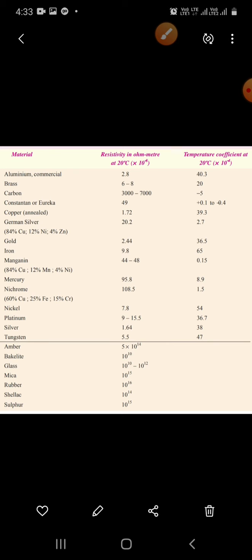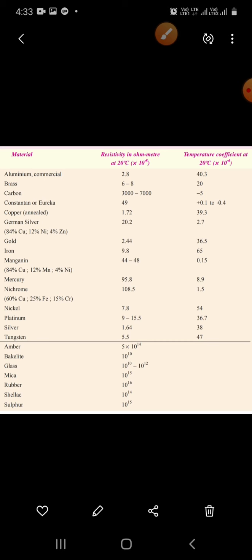Now in this lecture I want to show you a table. See the table here. I have taken some materials in my first column. Then after that, I am telling their resistivity in ohm meter at 20 degrees centigrade. Then in my third column I am showing the temperature coefficient at 20 degrees centigrade.